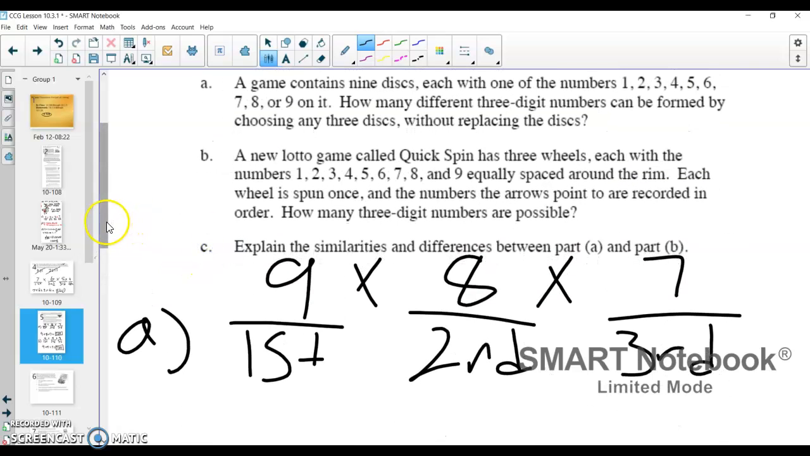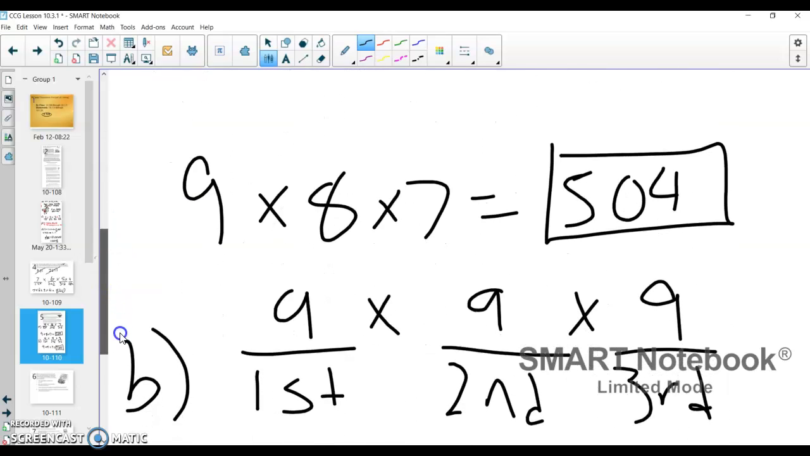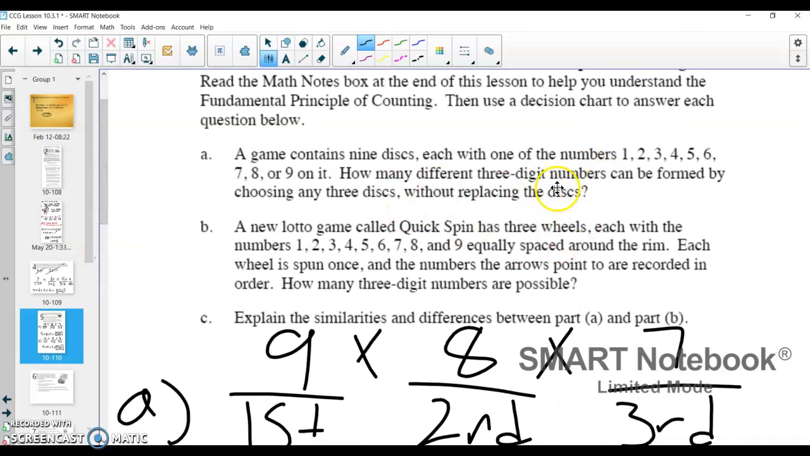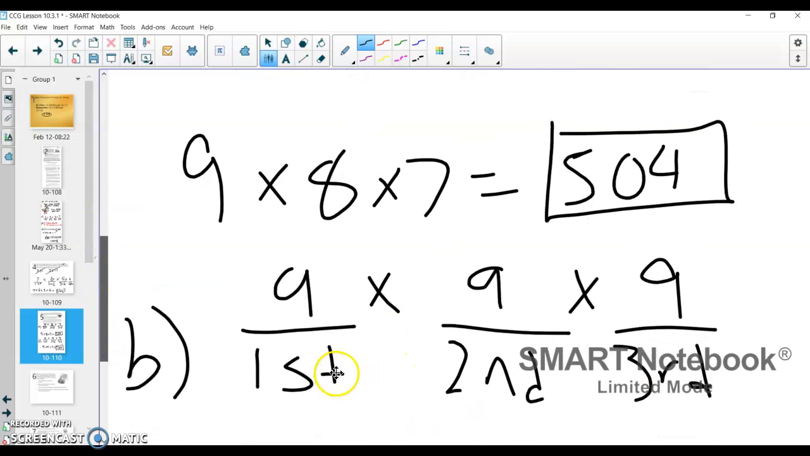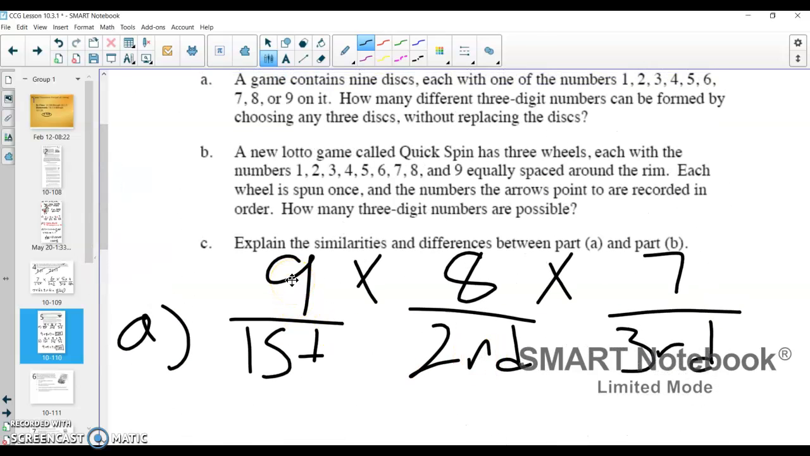But for part C here, explain the similarities and the differences. Well, in part A and in part B, the similarity is that we have 3 decisions being made. In this one, we are choosing 3 discs. So you have one choice, 1 disc, 2 discs, 3 discs. And then in part B, we have 3 spins on 3 different wheels. So you have 1 spin, the 2nd spin, and the 3rd spin. But the difference is that one is not replacing the number. So you had 9 discs, and then you take one out, so then you have 8 discs, then you take another one out, you have 7 discs.